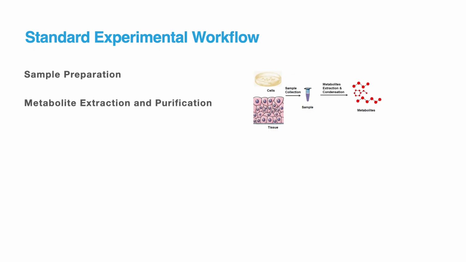The experimental workflow of untargeted metabolomics starts with sample preparation. Samples such as blood, urine, tissues, or cells must be collected and stored under standardized conditions to ensure metabolite stability. Next comes metabolite extraction and purification, where proteins and other large molecular impurities are removed, leaving the small molecule metabolites ready for analysis. In certain cases, we perform derivatization. For example, in GC-MS analysis, derivatization improves the stability and detection sensitivity of specific metabolites.